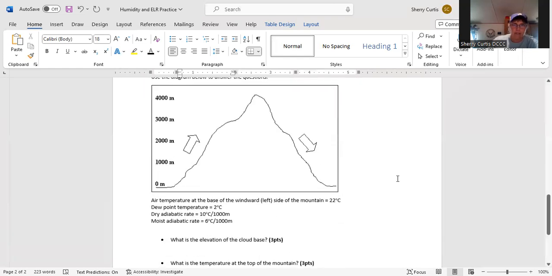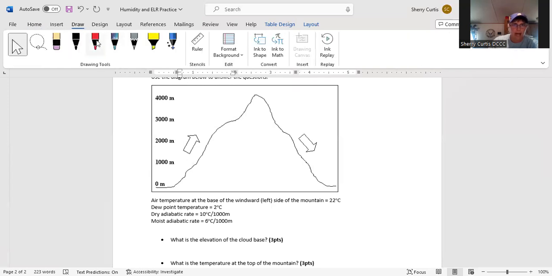The same is kind of true for that last question on the back, except, let me see, I can't roll down. So now my base is at 22 degrees Celsius. The dew point is 2 degrees. The dry rate is 10. The moist adiabatic rate is 6. We're not going to worry about the environmental rate. We are only concerned with the air parcel in this question.